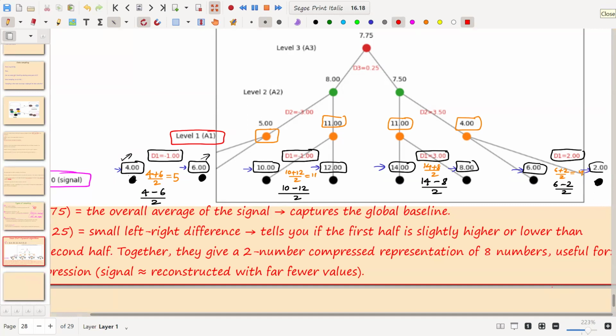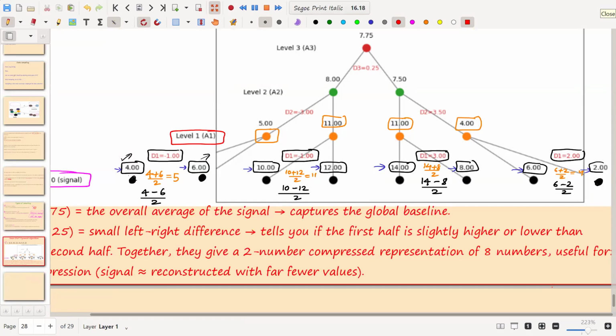Is it okay? Intuitive? So when you go from the 0th level to level 1, you do two operations. One is addition, divide by 2, and the other is subtraction, divide by 2. But we will focus more on the addition part. The difference tells us how one data value differs from the other, but we are more focused on the addition part.